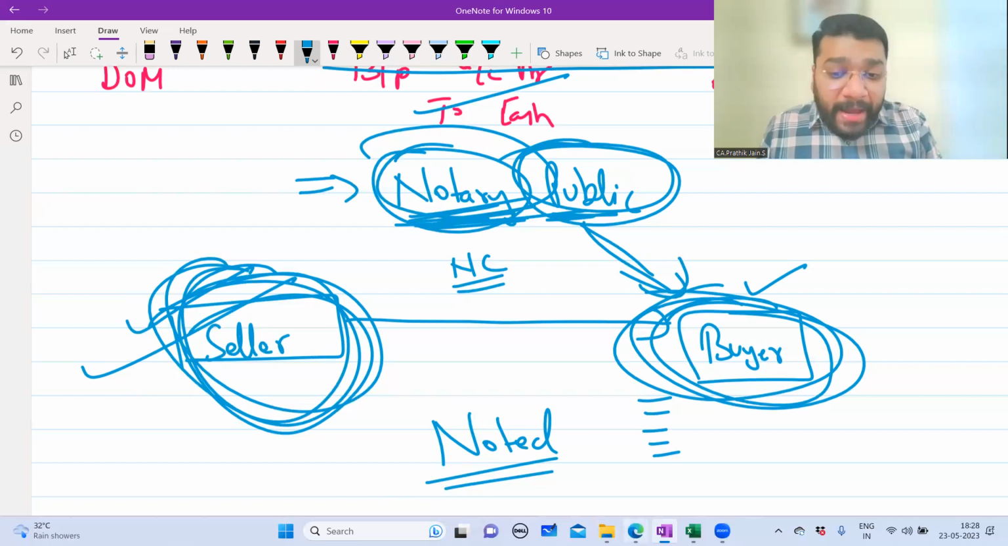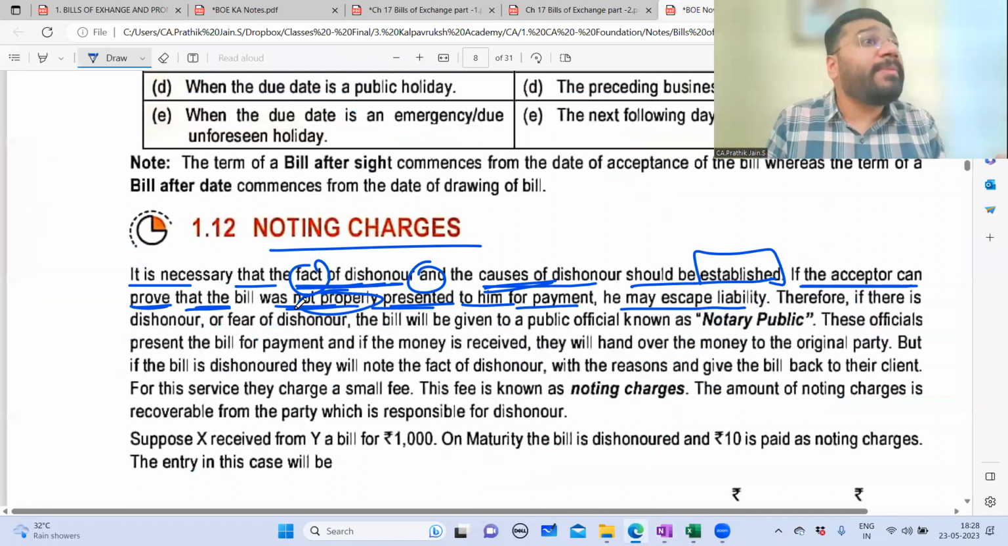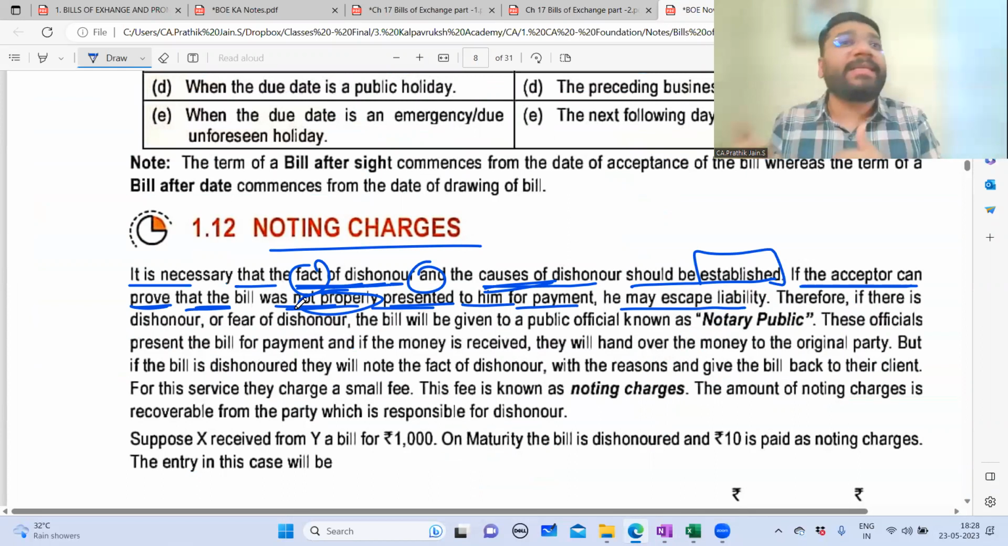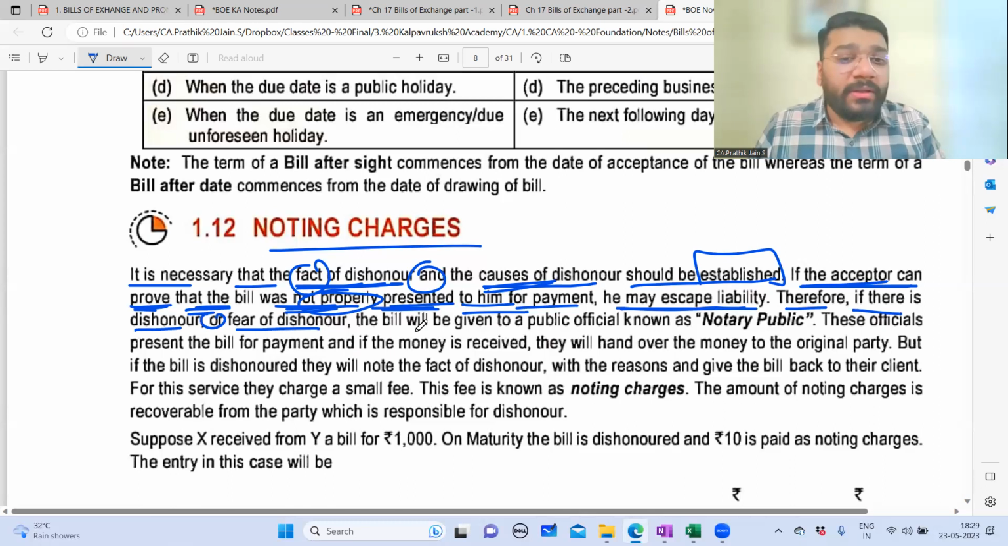So if the buyer is able to prove that the bill that was presented to him was not properly presented, therefore he could escape the liability. Escaping the liability doesn't mean he is not required to make the payment. The liability of being dragged to court and unnecessarily being involved in the penal provisions could be escaped. If the acceptor can prove that the bill was not properly presented to him for payment, he may escape the liability of penal charges. Therefore, if there is a dishonor or a fear of dishonor, the bill will be given to a public official known as a notary public.